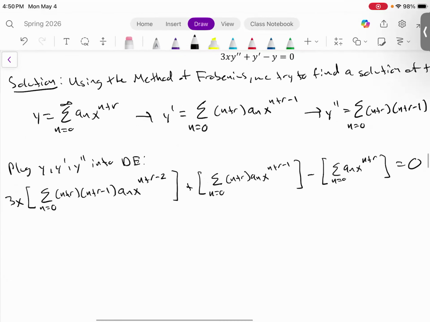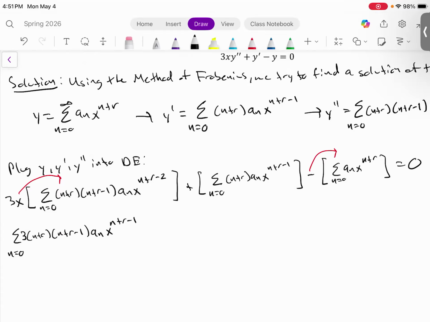Okay, great. So what we want to do now is distribute the 3x. The middle term, there's nothing to distribute, and then distribute that negative. So let's go ahead and do that and drop the brackets. So what we get is 3 times the power series n equals 0, n plus r, n plus r minus 1, a sub n, x to the n plus r minus 1. Oh, forgot a 3 in the front.